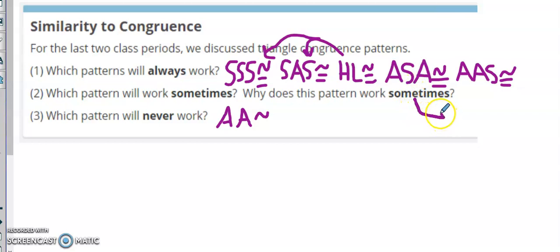The pattern that sometimes works, and I gave you an example of when it worked and when it didn't work, was side-side-angle. That's the one your textbook doesn't use because it's possible that the information we're given will create two different triangles. We call them congruence patterns because that pattern will only give us exactly one triangle. And whenever you have a counterexample of that case with the same information, we're not going to use that pattern.